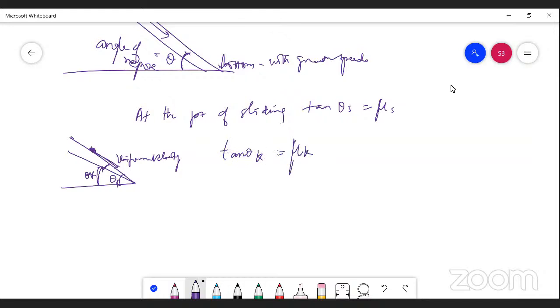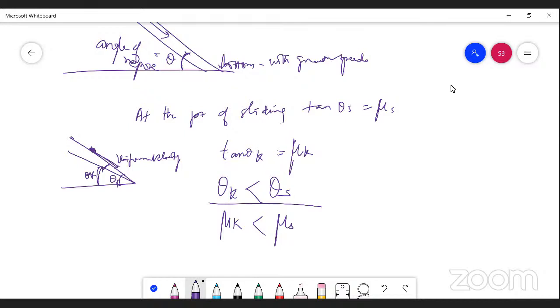Tan of theta k is equal to mu k. One thing you can understand is that theta k is less than theta s. This also explains that mu k is less than mu s. Coefficient of kinetic friction is less than coefficient of static friction.